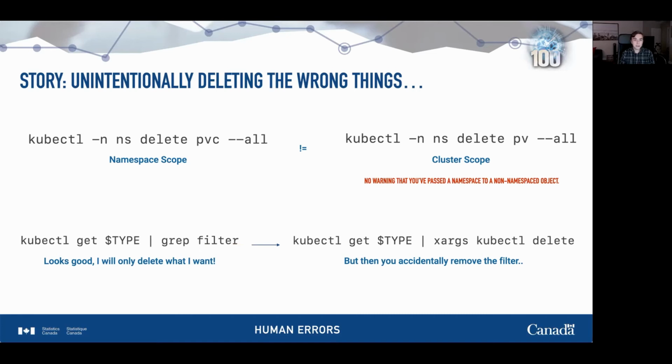Very similarly, you're trying to be a bit more safe. You're like, I'm going to check the output before I run the delete. So you run your kubectl get. Unfortunately, you don't have just one label you can filter on, so you need to grep for something. You're like, great, looks great. You run the next command, you pipe it over to kubectl delete, except you accidentally remove the grep. It deletes everything. These are two delete issues that have happened.